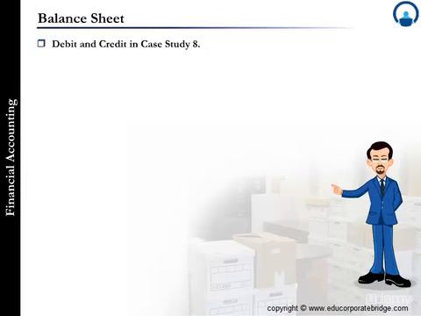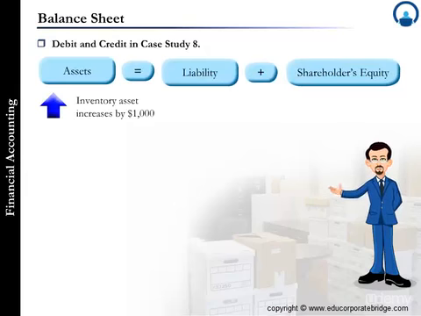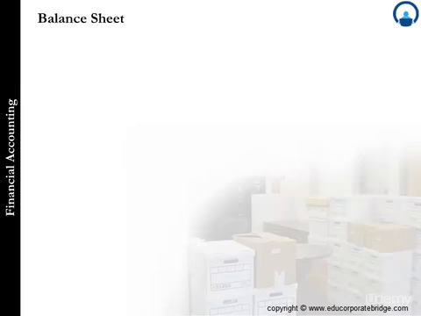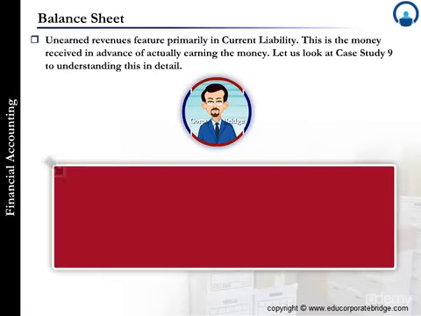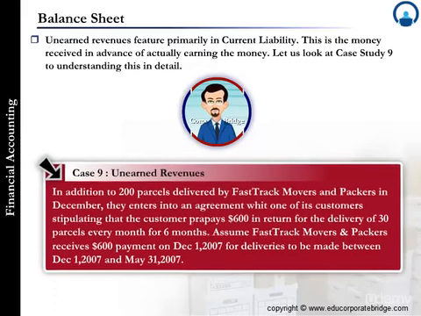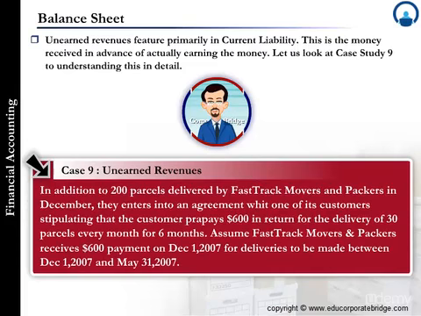Debit and credit done on the case study. Inventory asset increases by $1,000 and hence debit. Cash decreases by $1,000 and hence credit. Unearned revenues feature primarily in current liability. This is the money received in advance of actually earning the money. Let us look at Case Study 9 to understand this in detail.